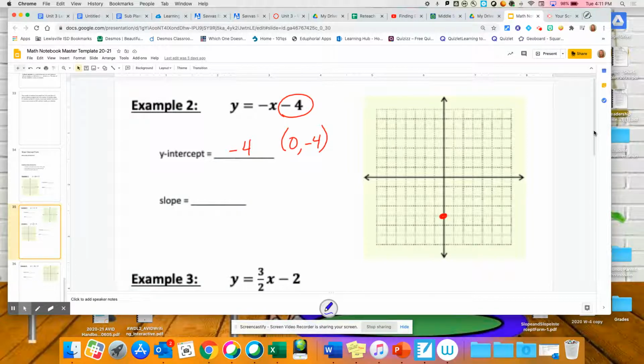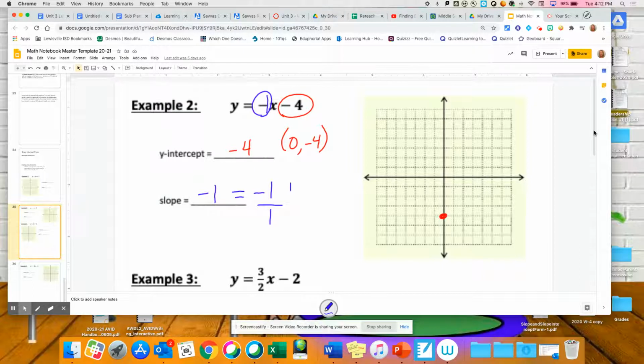Now in math, if I've got a variable, but there's no number, there's this invisible 1 that's in front of my variable. So my slope is negative 1. That means that this slope is actually going to go downhill from left to right. So if I want this to look like a fraction, it would be negative 1 over 1.